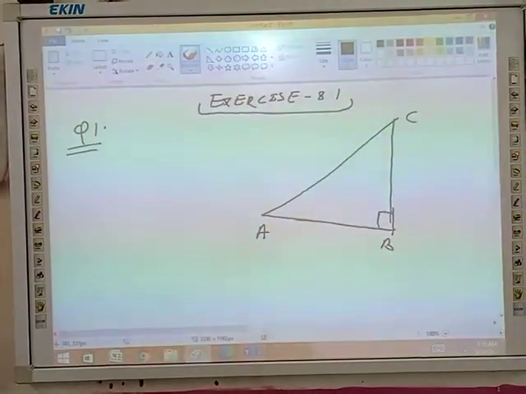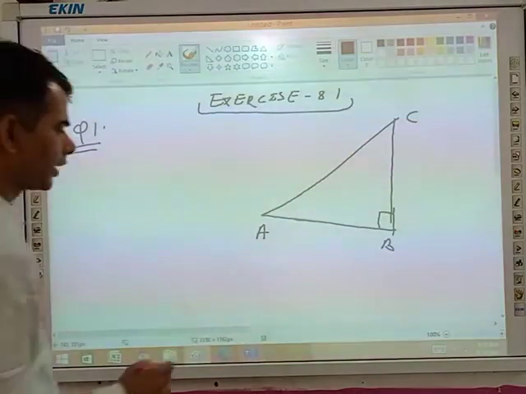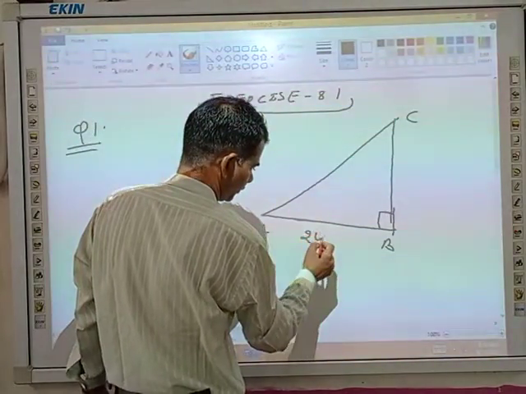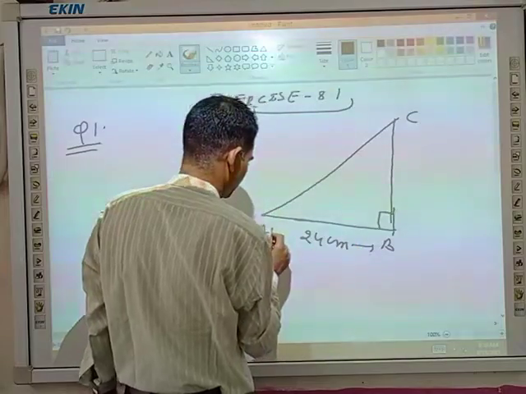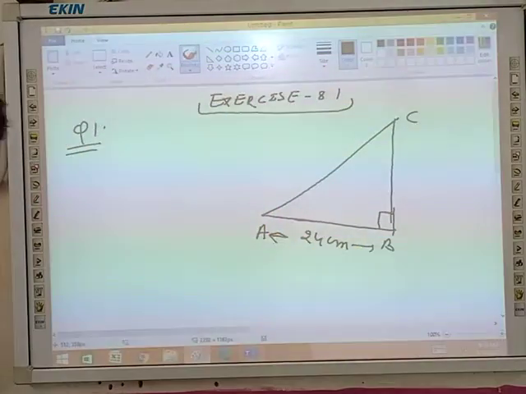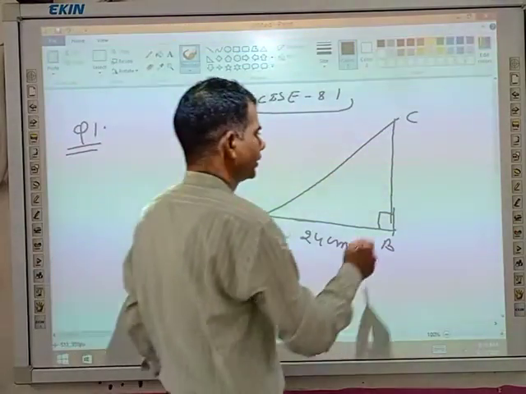Okay. Your AB is 24 centimeter, and your BC is 7 centimeter.